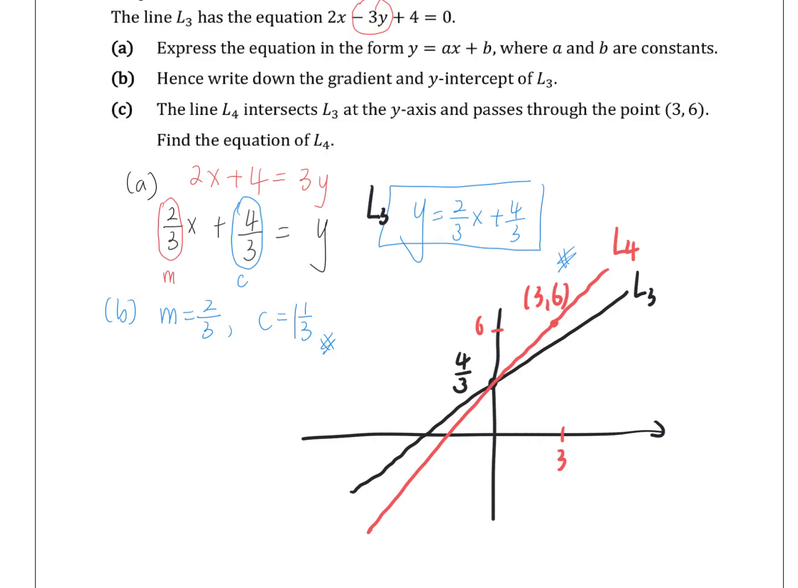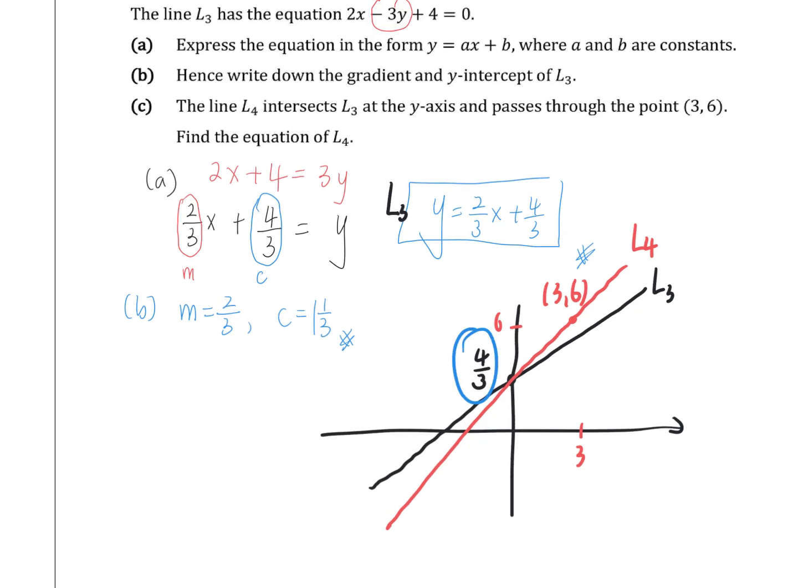I'm just guessing. Okay, so here I know for sure that this line 4 has a y-intercept of 4/3. Okay, because they pass through the same y-axis at the same point, right? And then what I need is a gradient. So to find gradient, I need 2 points. So 1 point is given to me already. What's the other point?